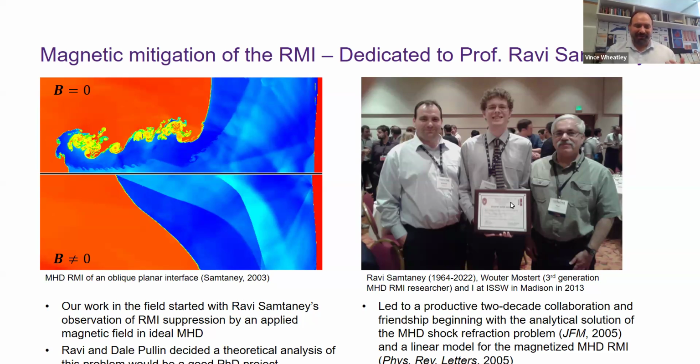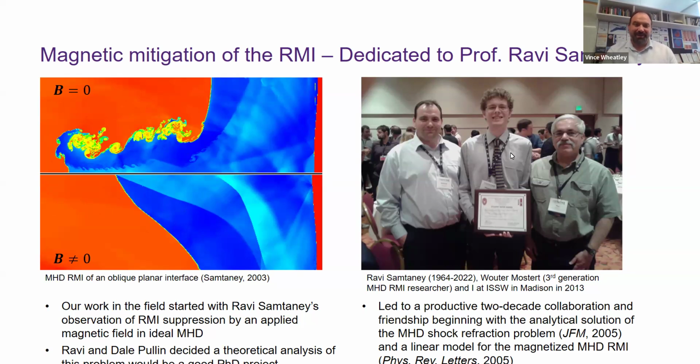So Ravi, along with Professor Dale Pullin of Caltech, decided that the theoretical analysis of this topic would be a great PhD project, and this ended up being my PhD topic. So we didn't know it at the time, but this would lead to a 2-decade collaboration and friendship that began with solving the MHD shock refraction problem and producing a linear model for the magnetized instability, and spanned many projects, grants, and PhD students, such as Voda Mostert here, who is now an associate professor at Oxford.